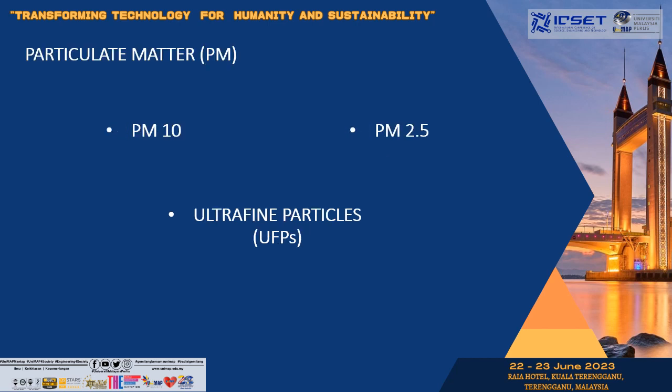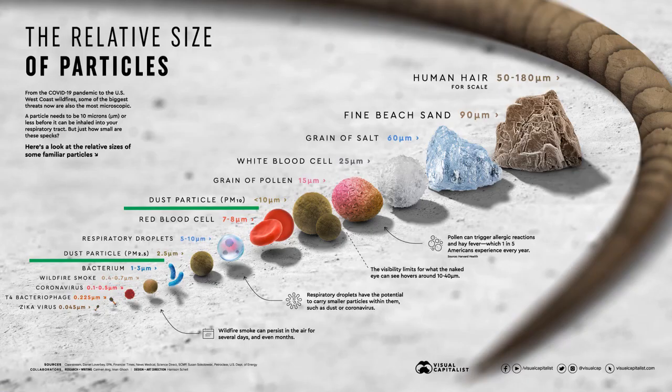There are 3 main categories for particulate matter, which are PM10, PM2.5, and ultrafine particles, UFPs. Credit to Visual Capitalist for the image. This image will give insight about the size comparison of the particulate matter.